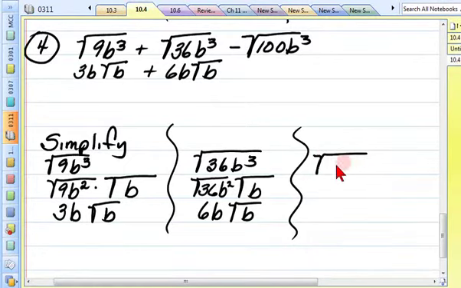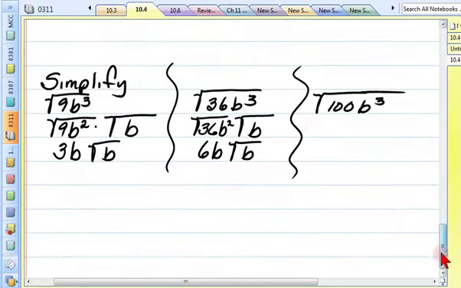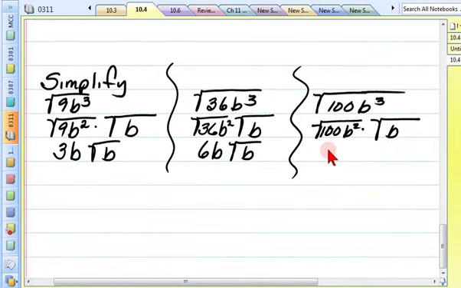Finally, I have the square root of 100b to the third. 100 is a perfect square, b squared is a perfect square, and that leaves me just a b to go into the back radical. Square root of the perfect square, 10b times the square root of b.